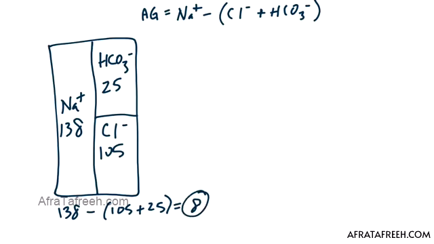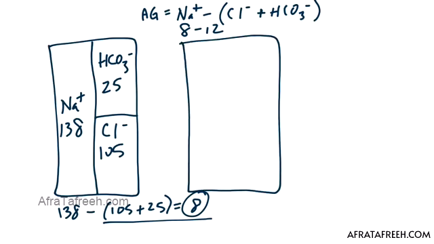Recall that normal is between 8 and 12. So you can see that this patient has a normal anion gap. Now let's say the same patient has a metabolic acidosis.